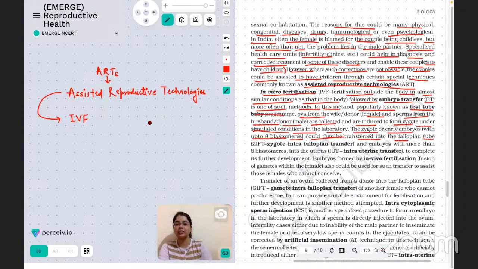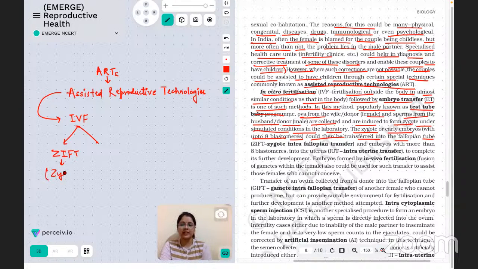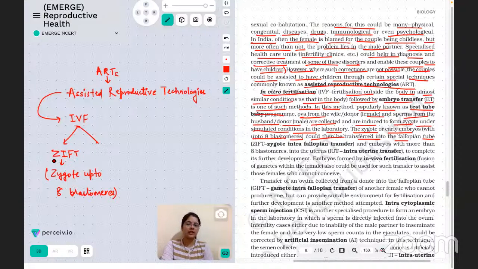मतलब less than 8, इसके दो चीजें आएंगी, देखिए, या तो हम इसको ZIFT के थ्रू, that means zygote intrafallopian transfer के थ्रू, ठीक है, ये applicable तभी होगा अगर zygote जो है it is up to 8 blastomeres होंगे, तो इसमें हम fallopian tube में transfer कर देते हैं. तो इसमें क्या होता है, zygote up to 8 blastomeres. ये ZIFT का पार्ट हो जाएगा ये. तो इसमें हम ZIFT के थ्रू zygote को transfer कर देंगे fallopian tube.